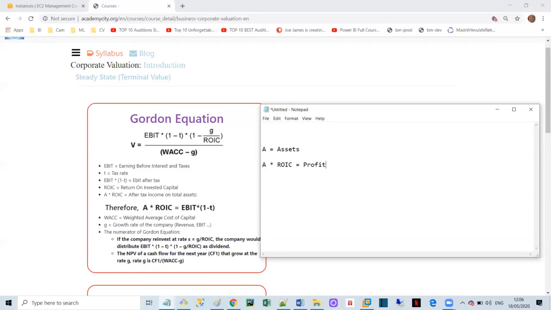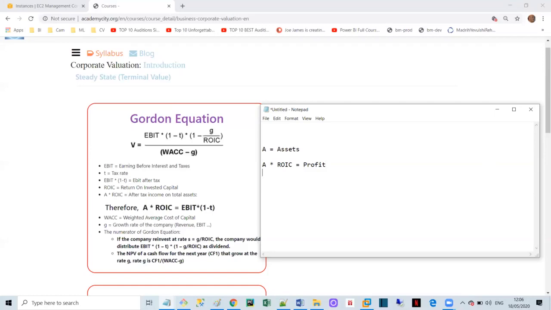Correct? Everybody agree? That's what we call EB. I'm just ignoring the taxes just for simplicity. Does that make sense? Now I'm asking myself, I want A to grow at the rate of G.